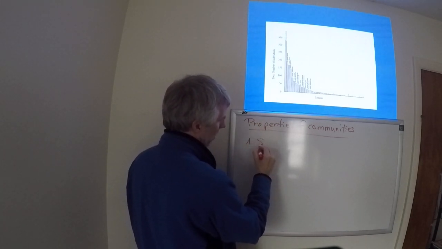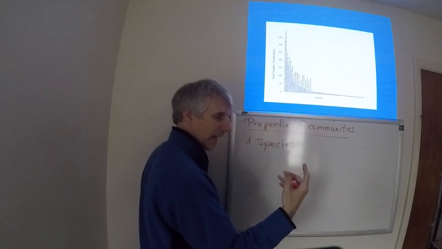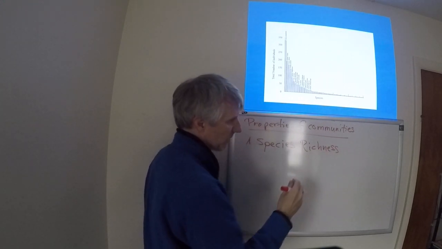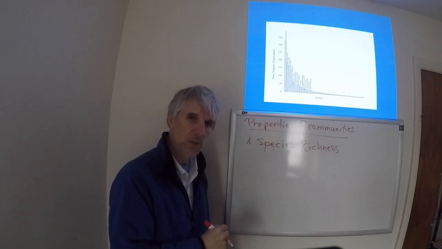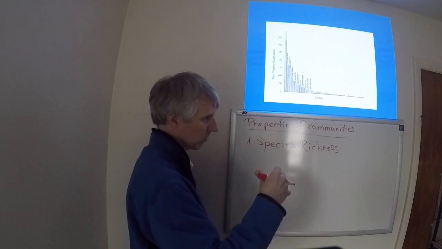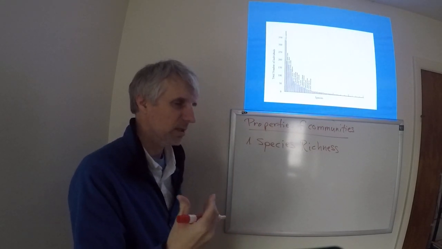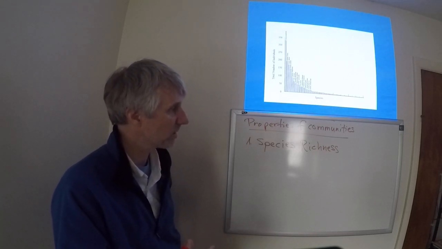The first property or index we had was this notion of species richness. There should be a certain number of species associated with that community, and this gives us a way to compare between communities. Which community is more speciose? That would be the one with the highest species richness.